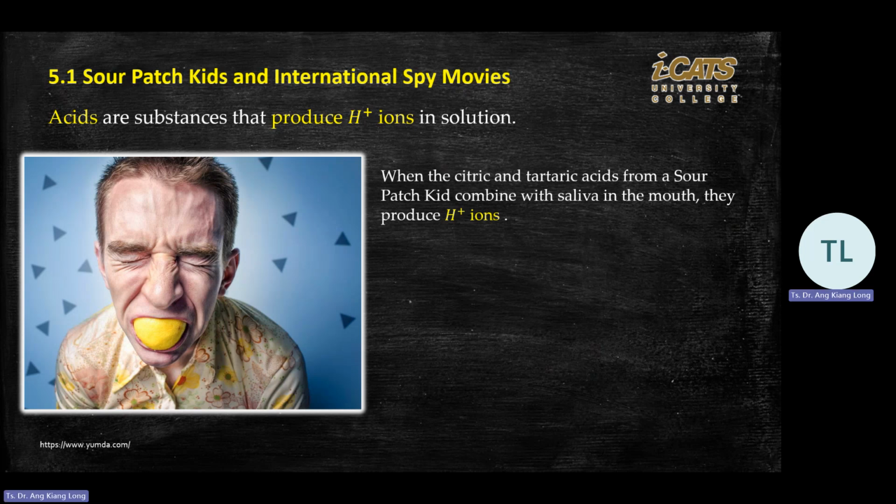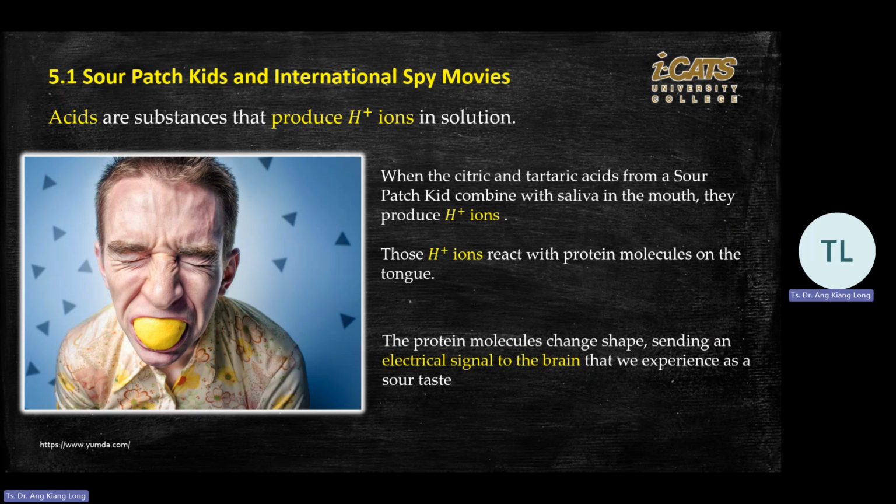The rest you can read. The important part is the H plus ion, that is acid in the solution. So why do you taste sour? Because this H plus ion reacts with the protein of your tongue. Our tongue is made of protein, the cells react, and that gives you that sensation. Then it sends an electrical signal and your brain will process it.